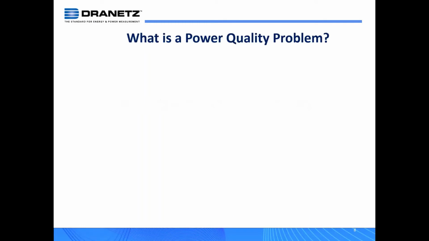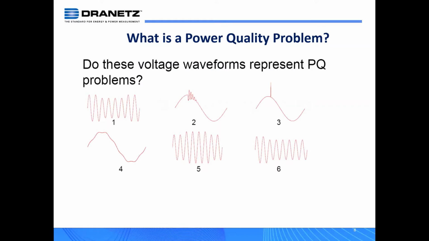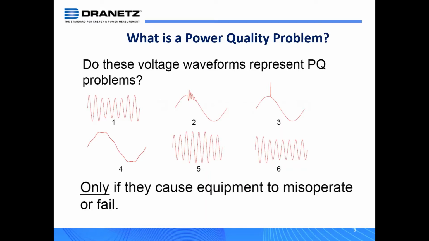So the first thing is to define, really, what is a power quality problem? Different people have different interpretations of what a power quality problem is. So for the sake of this, do any of these voltage waveforms present a problem to your equipment or systems? These can be detected by our products very easily, but really it boils down to, do you have susceptibility to these problems? Does this have the potential for your systems to misoperate?